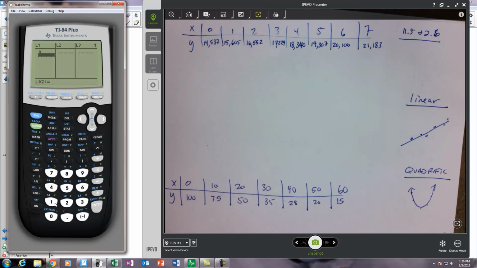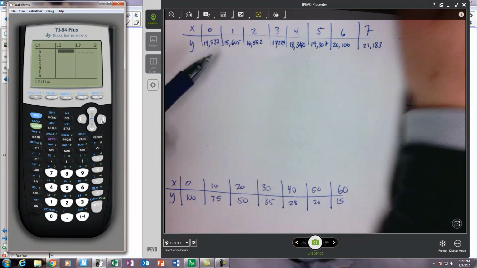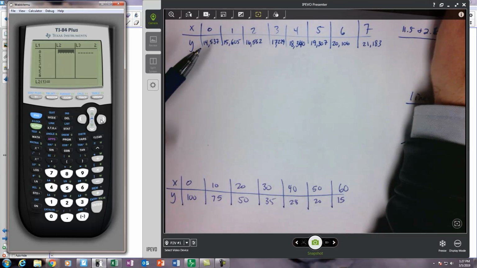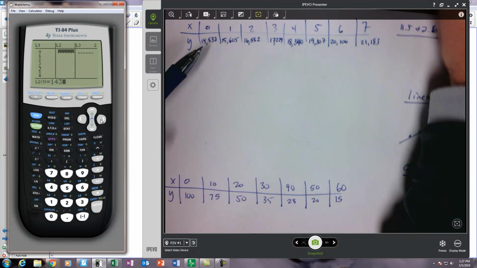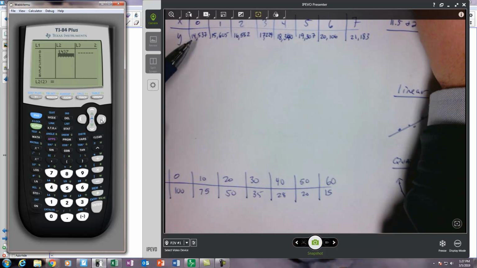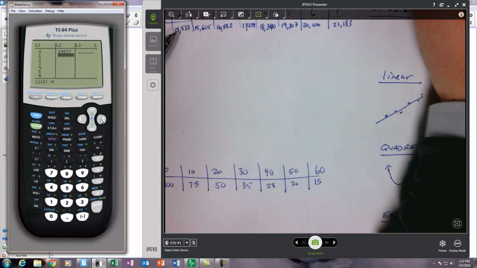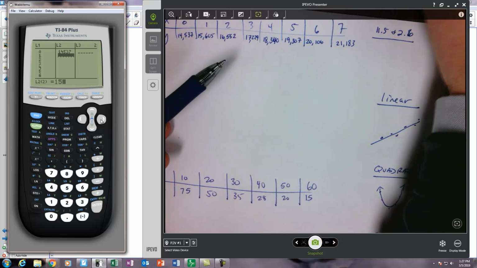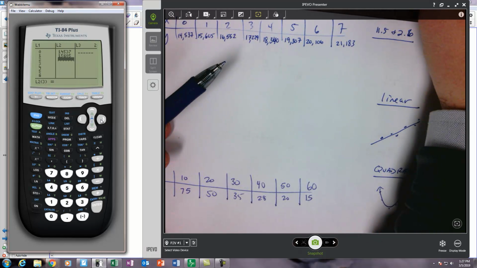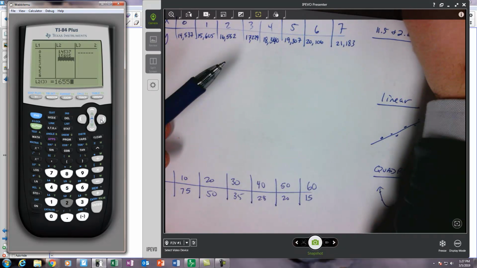So in my L1 I'm going to put all of my x's: 0, 1, 2, 3, 4, 5, 6, and 7. Alright. Then in my L2 I'm going to go ahead and put all of my y values. Excuse my hand, but my y values are 14,537. Oops, I lost one. 14,537. There we go. And then 15,605. And then 16,552.